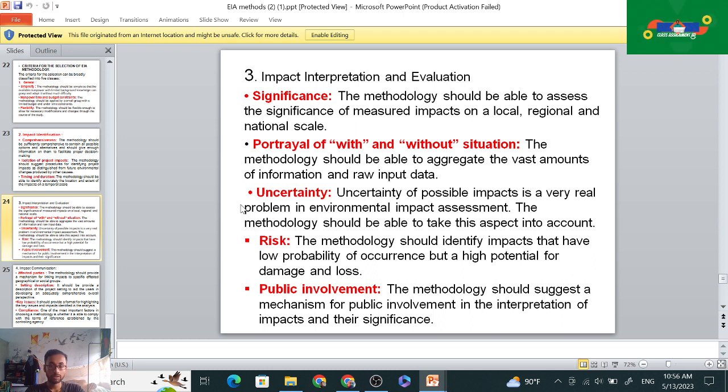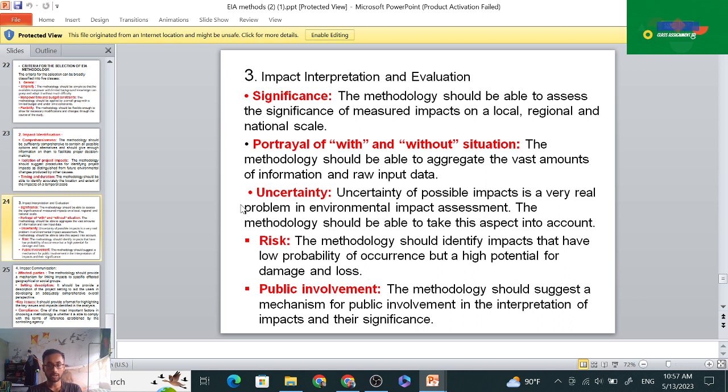Portrayal of with or without situation. The methodology should be able to aggregate the vast amounts of information and raw input data. Uncertainty of the possible impacts is a very real problem in environmental impact assessment, and the methodology should be able to take this aspect into account.